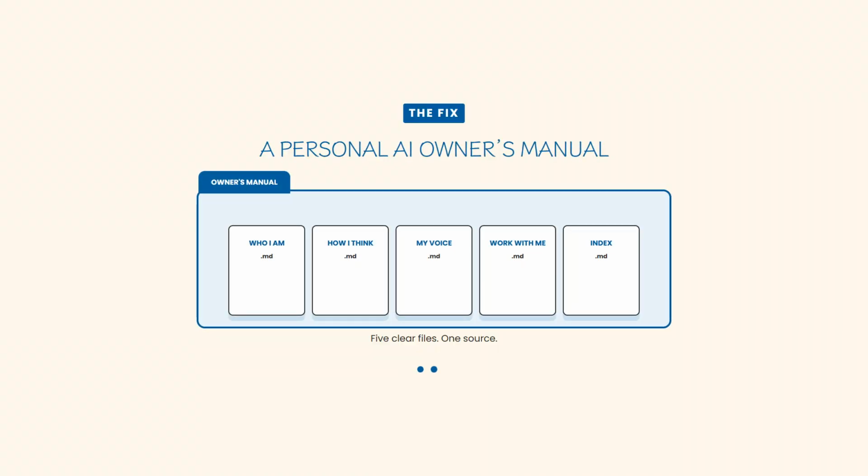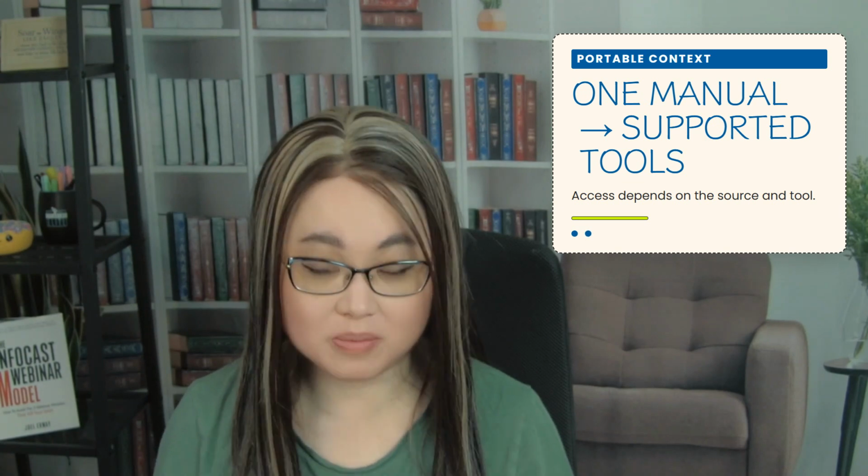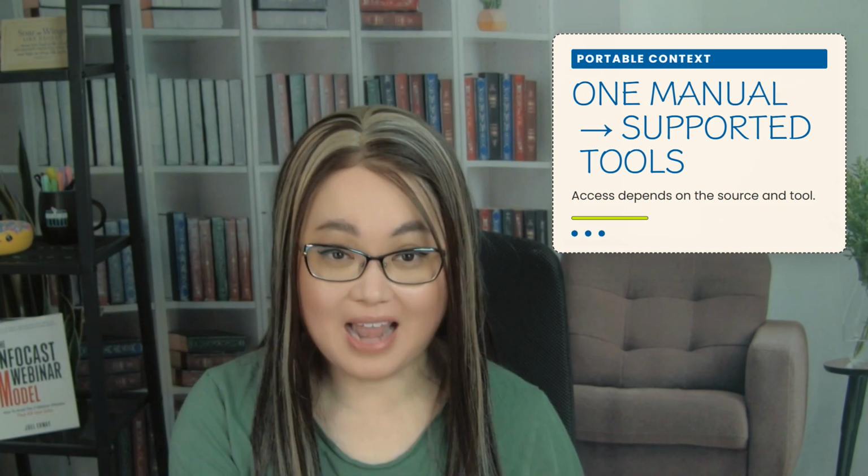I also found that it happens even if I give it information in the personalization sections. So after a lot of trial and error, I figured out the fix. It's creating a personal owner's manual that any AI can access, and that's very easy to port between different AI models. I'll show you how to create your very own in this video.